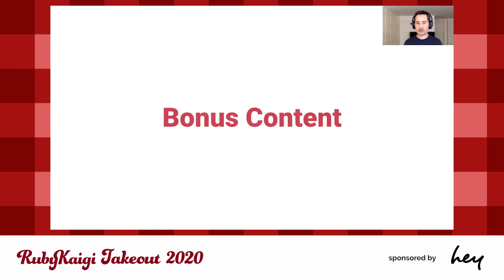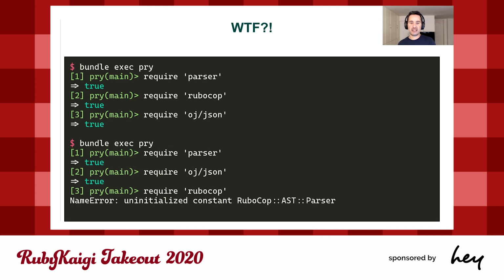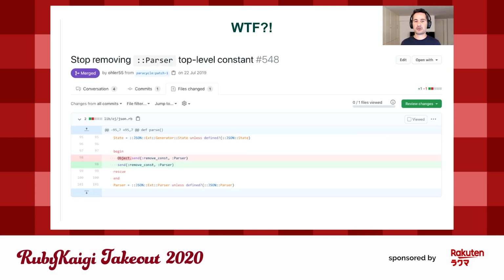And as for bonus content, working on our code base, I realized that our code base has a dependency on Parser and RuboCop and the Oj gem. If you require RuboCop first and Oj second, everything works fine. But if you required Oj first and then RuboCop second, you got a NameError with an uninitialized constant. Ultimately, I dug this down into a bug in Oj.